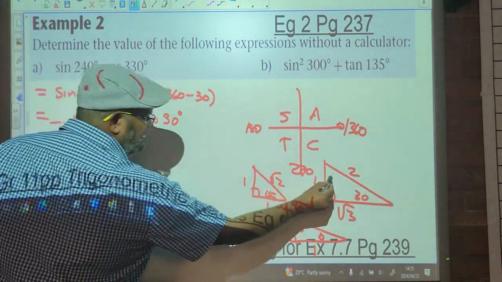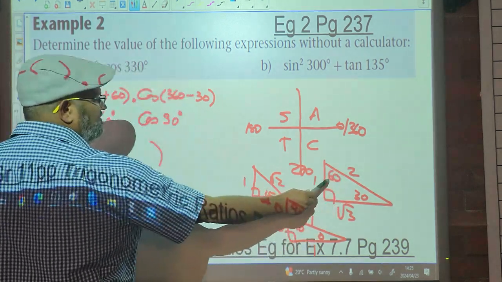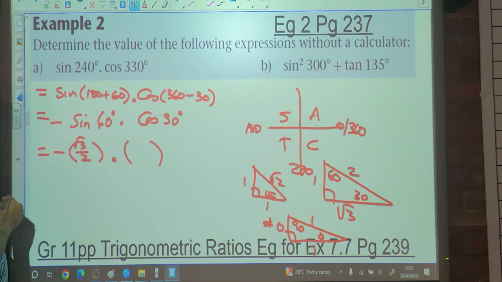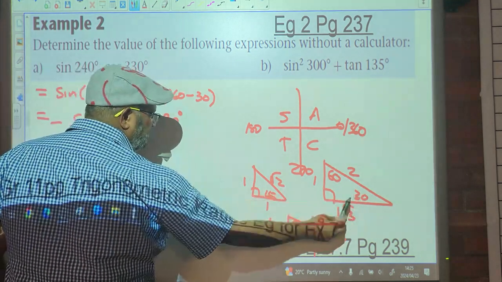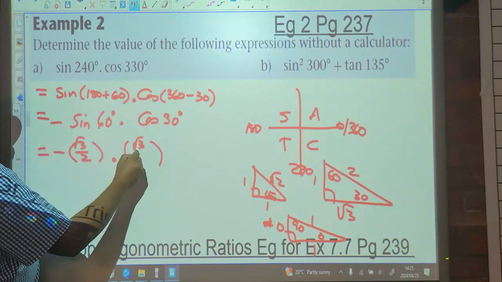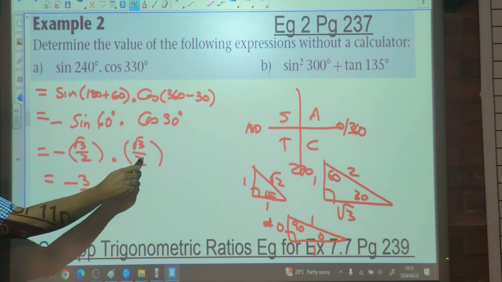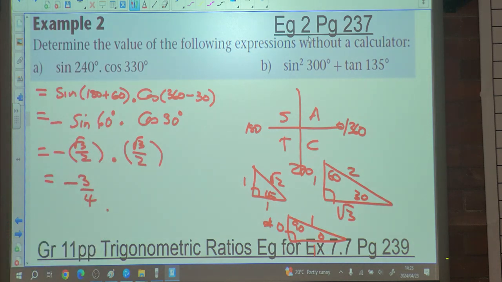So sine 60 is your 60 degrees. Sine, what does sine stand for? Opposite over hypotenuse. So it's root 3 over 2. Cos of 30 is adjacent over hypotenuse, which is root 3 over 2. That's negative. What's root 3 times root 3? 3. 2 times 2 is 4. So negative 3 over 4. You understand? Josie? You understand? Simple, no? You can't get easier than this, even if we try. Okay?